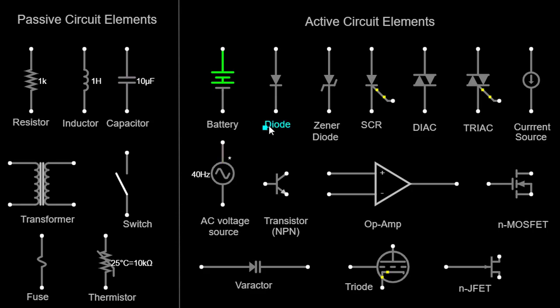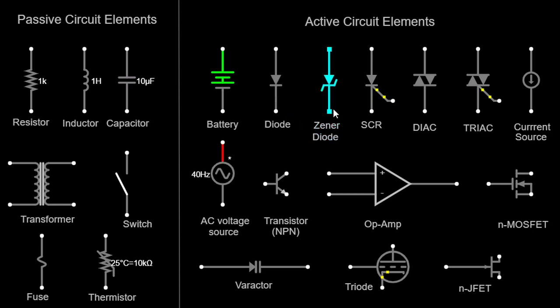Diode. A diode is a semiconductor device that allows current to flow in only one direction. It acts as a one-way valve for electric current. Diodes are represented by a triangle pointing towards the direction of current flow in circuit diagrams.